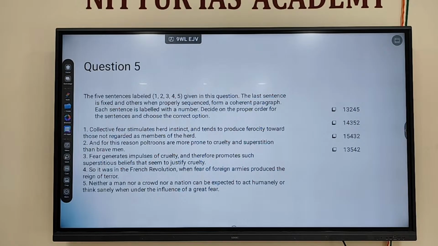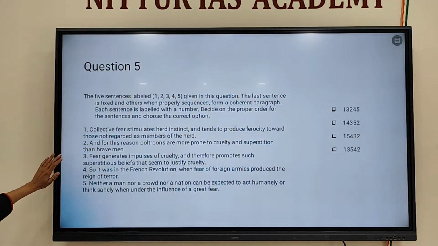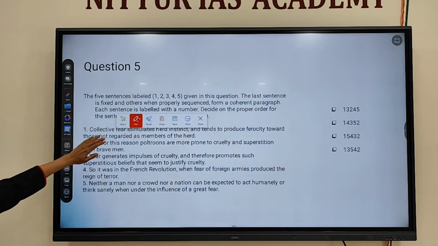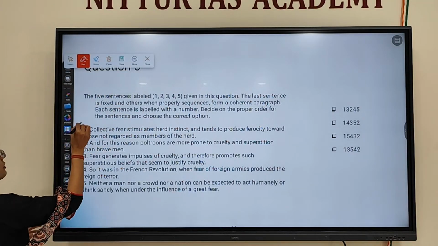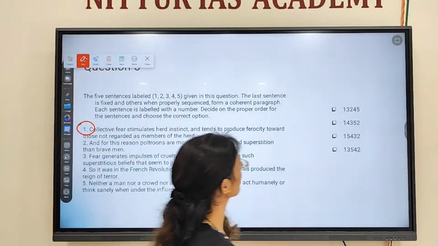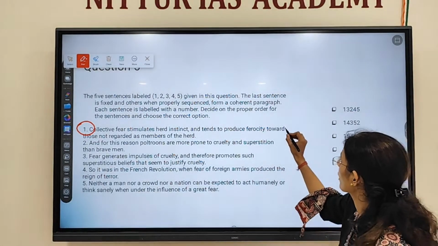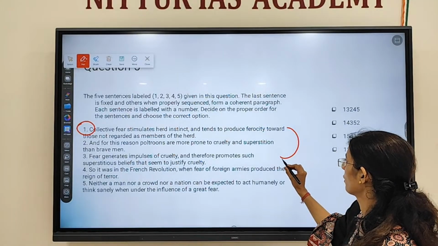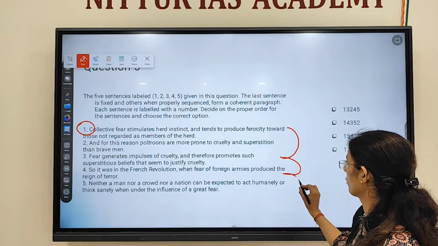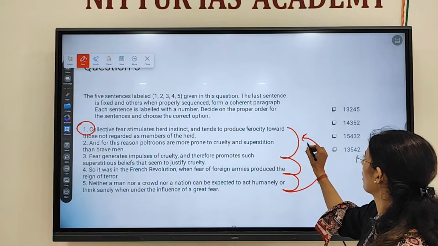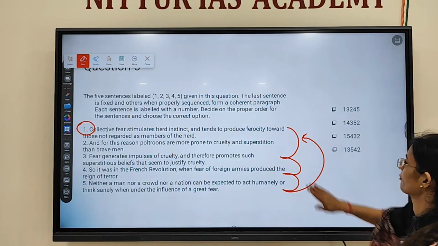Oh my God. 1, 4, 3, 5, 2. Okay, 1 is fixed, no? That's good. So we only need to work on 4 different sentences. Okay, wait a minute. So one is fixed. The second one we think, which one? Okay, 1, 3, 4, 5 and 2. 1, 3, 5, 4, 2.